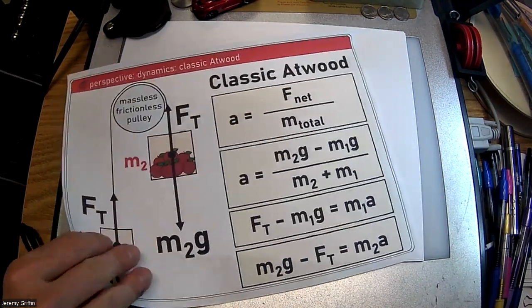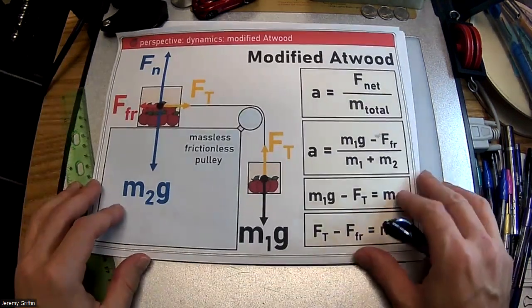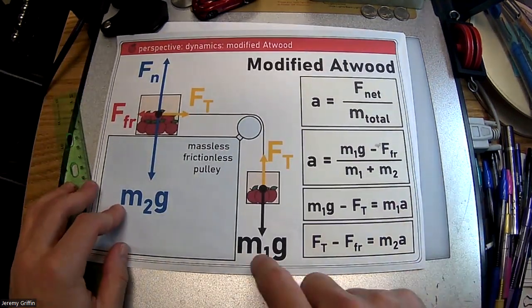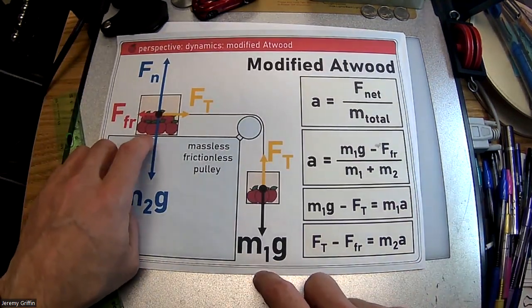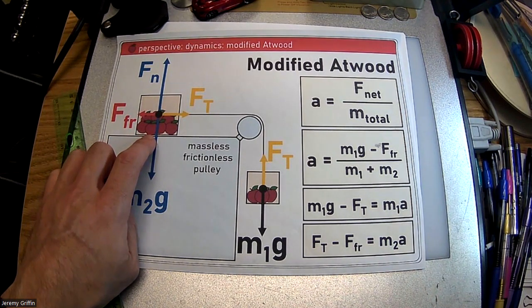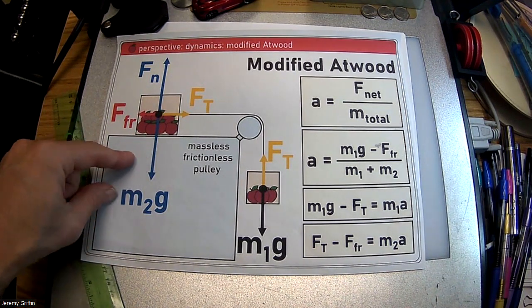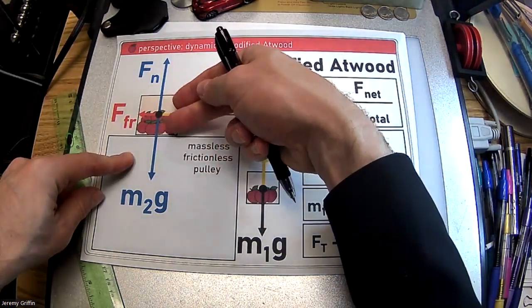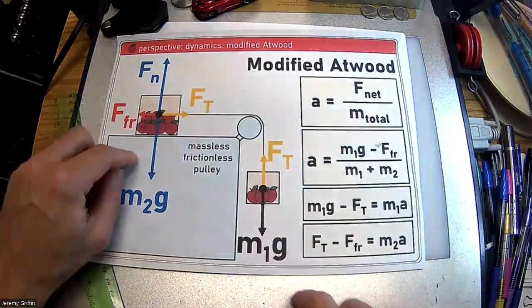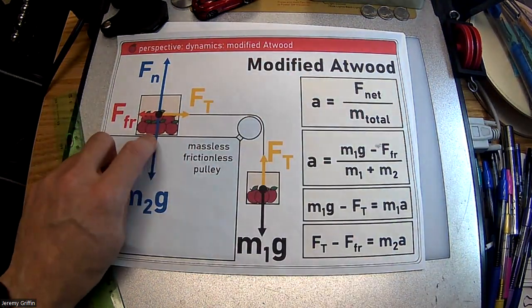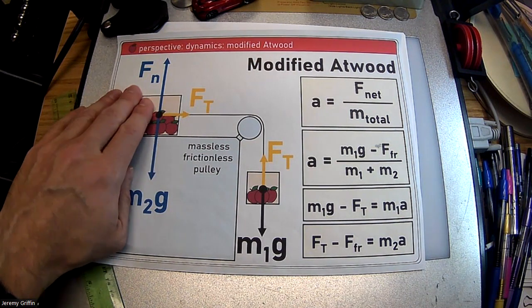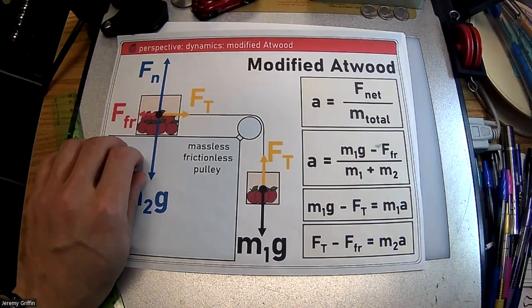How about let's look at a modified Atwood setup. Here's a really common one, where maybe one box is moving horizontally, so its weight doesn't really count as an external force because it's immediately canceled out by the normal force, so you can just ignore it. Sometimes it's on little wheels or a frictionless surface, so there's no friction force. Or there might be a friction force.